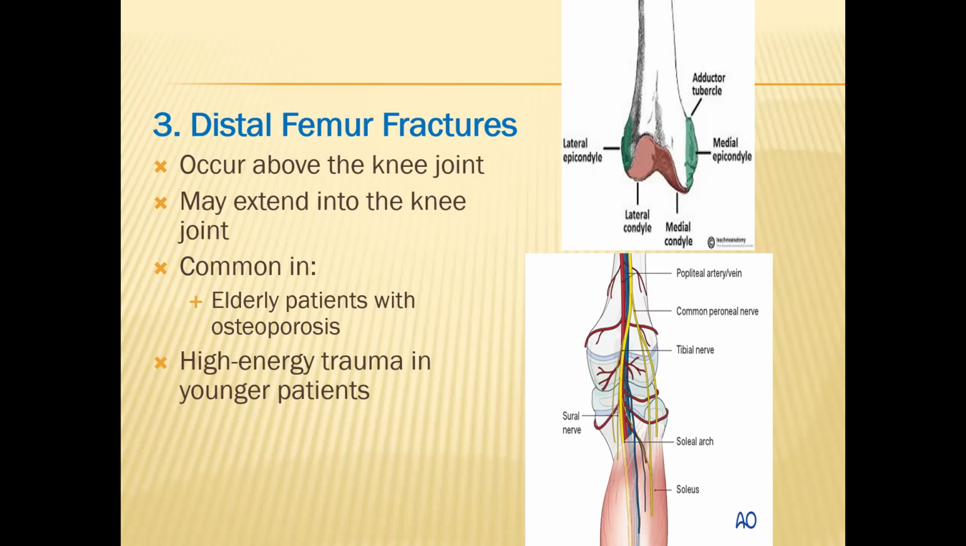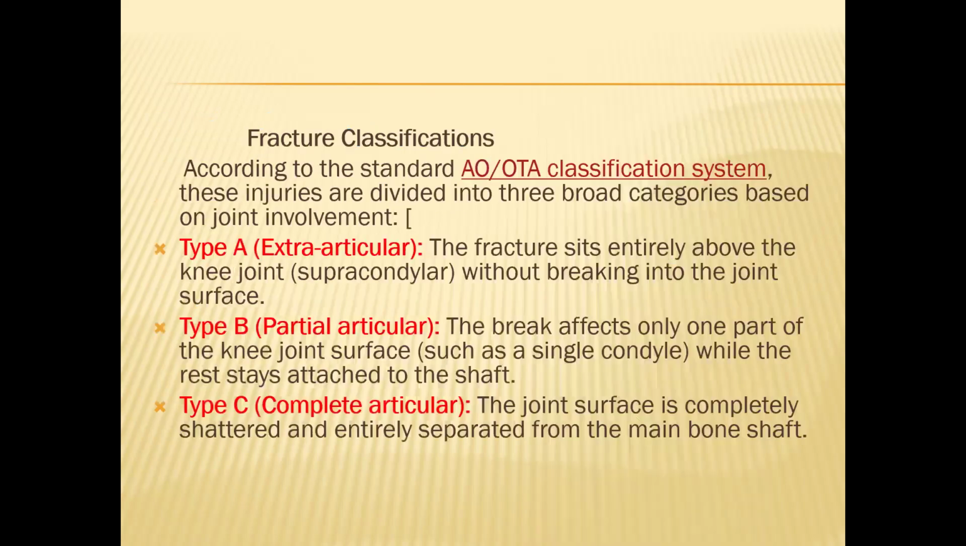So fracture of the distal femur can extend to the joints and can disturb the movements of the joints. We can define the fractures of the distal femur as extra-articular fracture, which are not involving the joint; type B, partial articular fractures, in which one part of the condyle is involving the joint; and type C, when there is complete involvement of the articular surface.